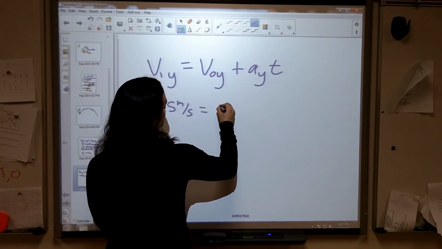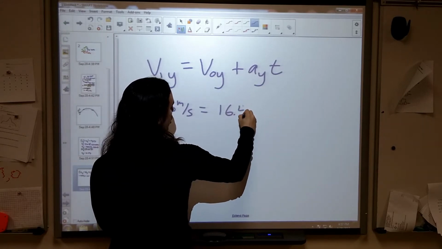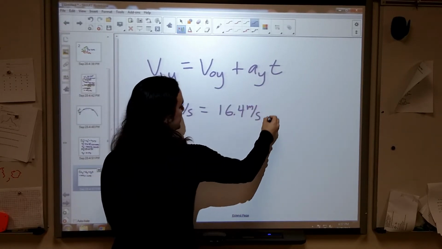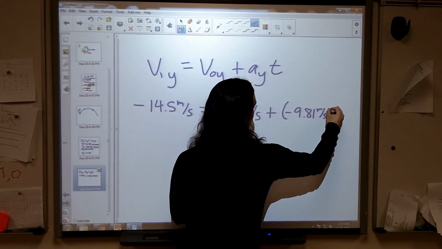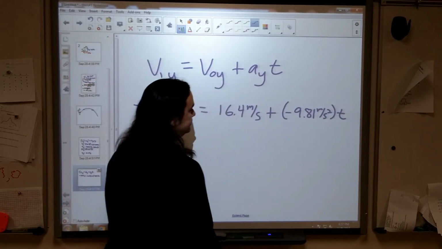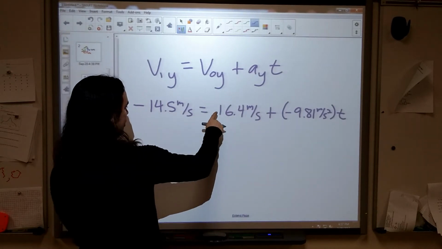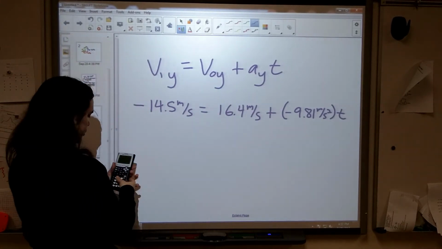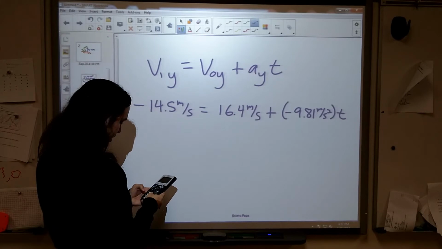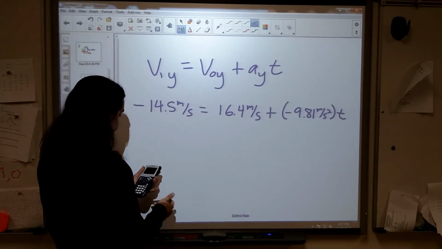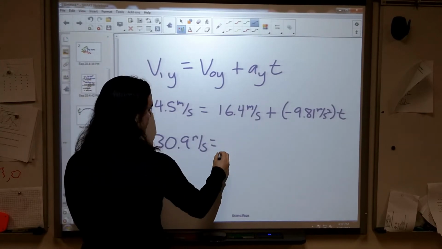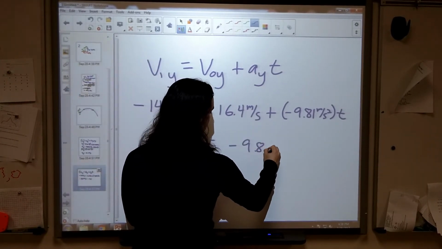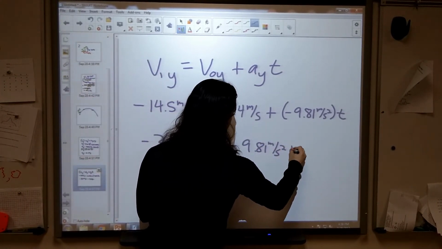Equals our initial velocity in the y, which was 16.4, not 5, get with the program, Sanchez, plus negative 9.81 meters per second squared times time. All right, we do some math on this. Subtract this over to the other side, so we have 14.5 plus 16.4, technically negative 30.9 meters per second equals negative 9.81 meters per second squared times time.